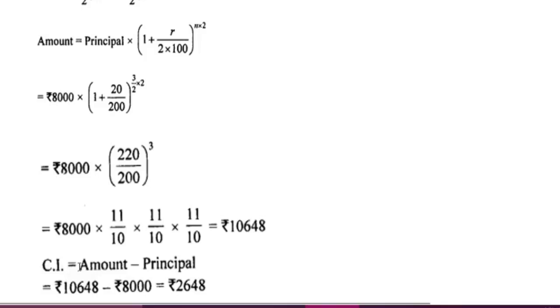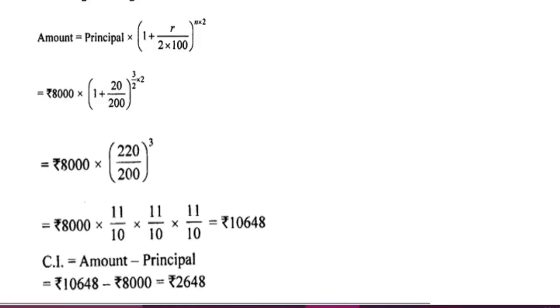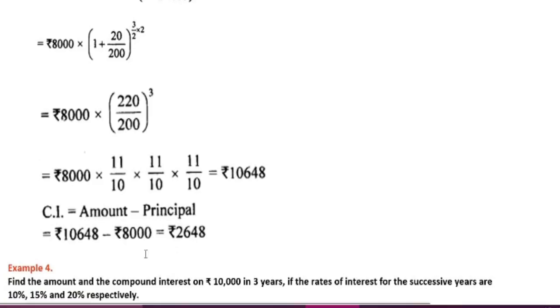So the compound interest equal to 10,648 minus 8,000. So you will get 2,648 rupees. This is the compound interest for the given amount.